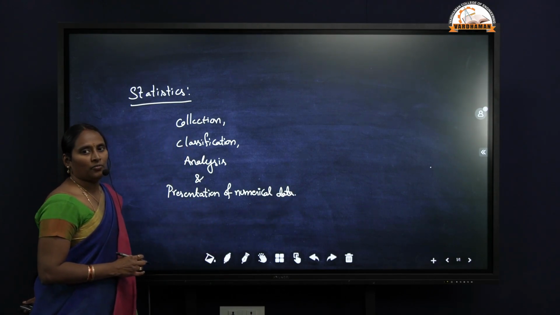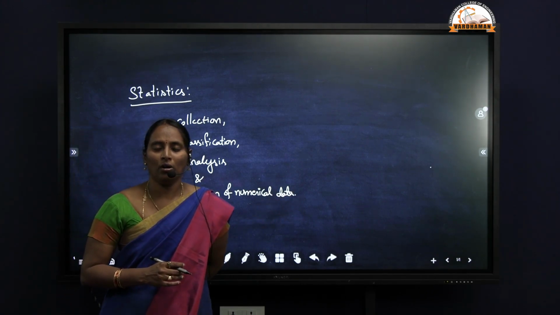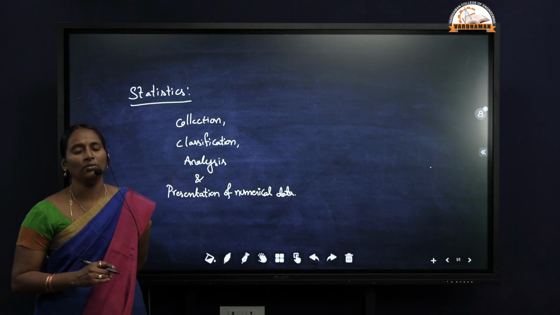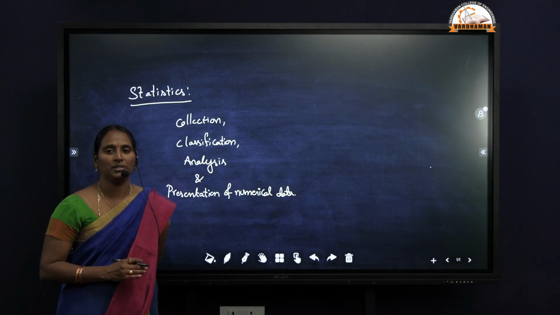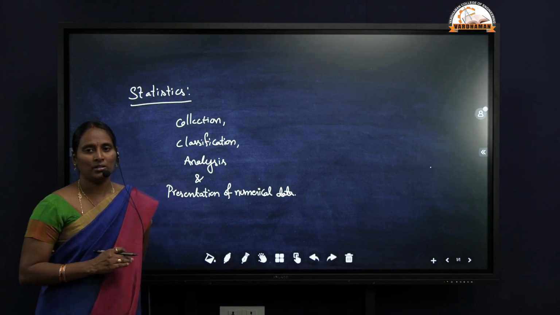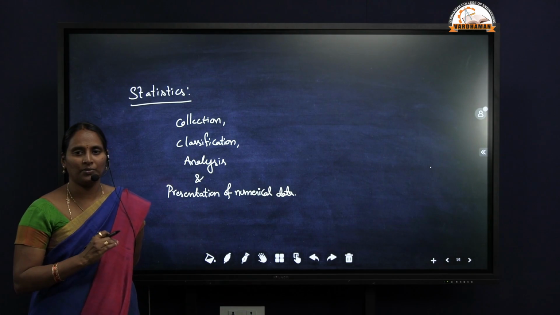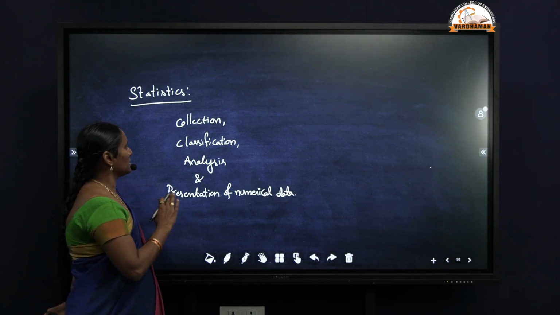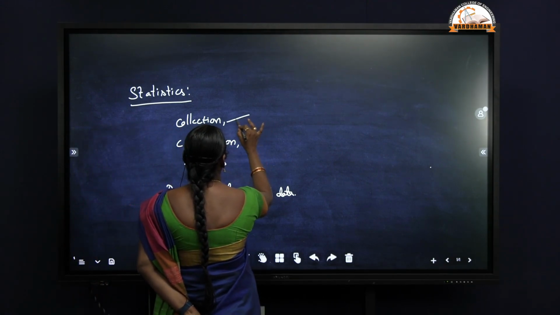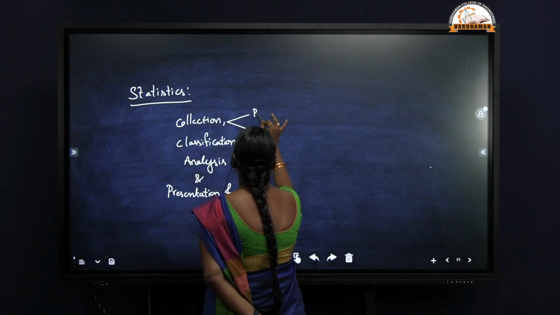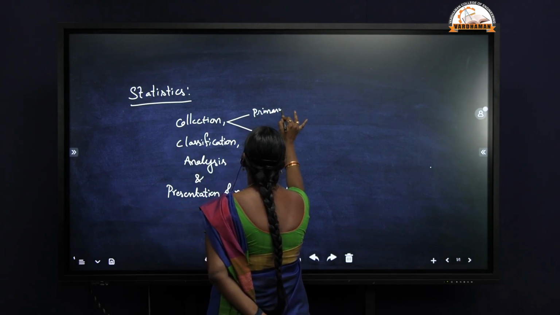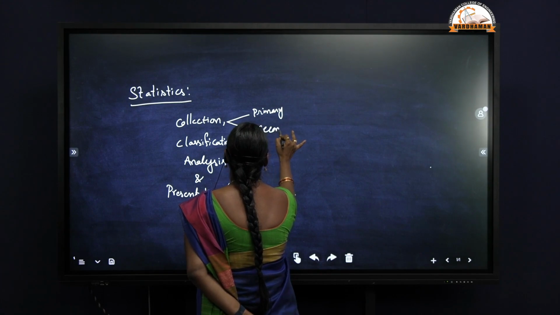Now let us see the 4 concepts of statistics. You all know that data means the information we gather to give a solution to a particular problem. The first one is collection. The first thing is we are collecting the data. Collection of data is of 2 types actually: primary data and secondary data.